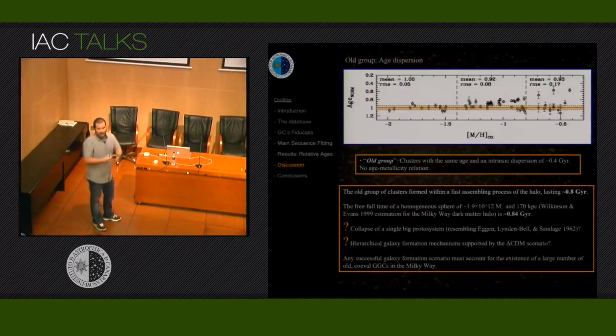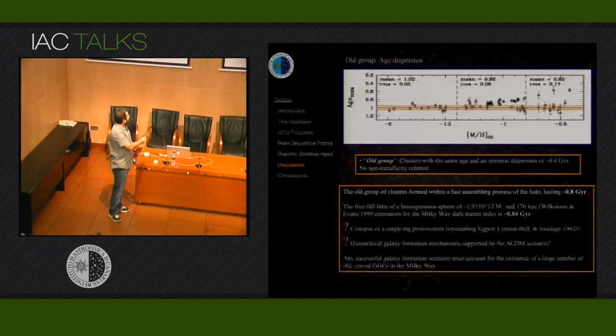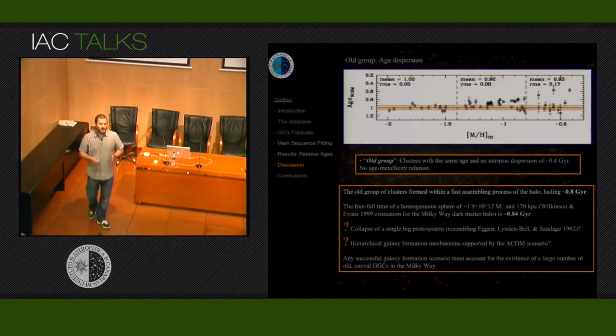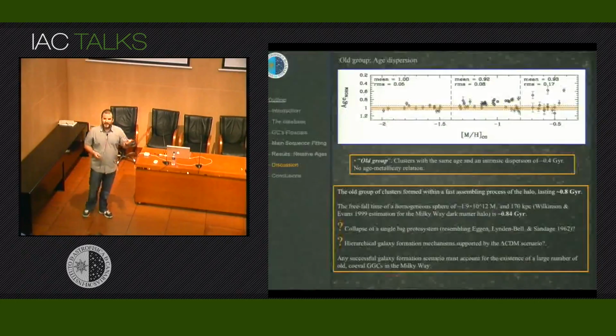But before moving forward, let me play a little bit with those numbers, and let's estimate, for example, the free fall time of a homogeneous sphere with that mass and that radius, which are an estimation of the Milky Way halo with dark matter. The free-fall time of this sphere is around 0.8 gigayears. So we get the same time scale. This is not a proof that this group of clusters formed in a single collapse. But the important thing is that it doesn't reject this option.